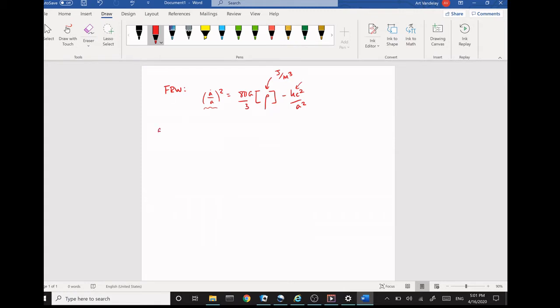So the left-hand side, A dot over A, is such an important term that we call this the Hubble term. This is H of t. Today that's a constant, H naught. Rho is the energy density of anything. And in principle, we have three of them.